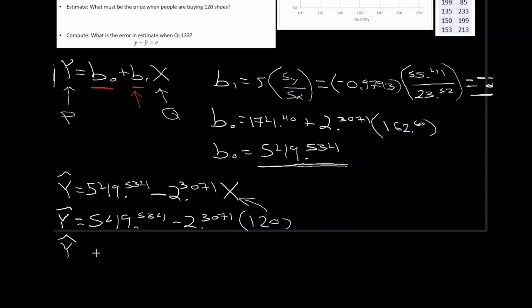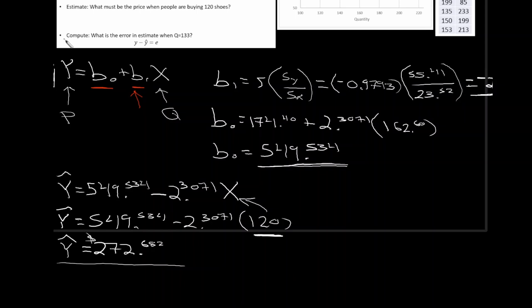Let's work through that. We get y hat equal to, when x is 120, times negative 2.307 and then 534, we get a y hat of 272. Let's carry a few extra decimal places around there, 682. So that is when there is 120 shoes being bought, we estimate that the price is $272. Sounds like some pretty pricey shoes in this scenario here. Okay, so that's just a way that we can estimate some value of y hat given some value of x.